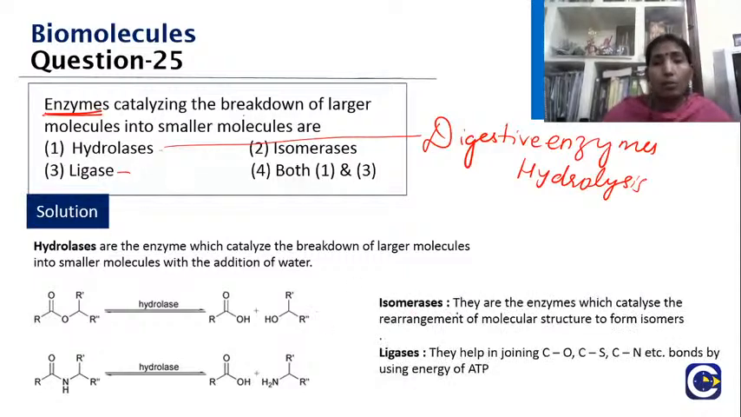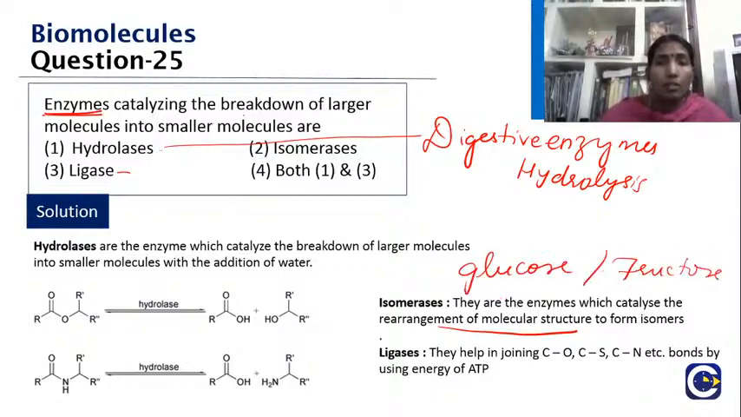But what about isomerases? There is rearrangement of molecular structure. Like I told, glucose, fructose, that rearrangement will happen. But what about the ligases? They help in joining. So what should be your right answer? Yes, it is the hydrolases. Excellent students, you have given the answer.